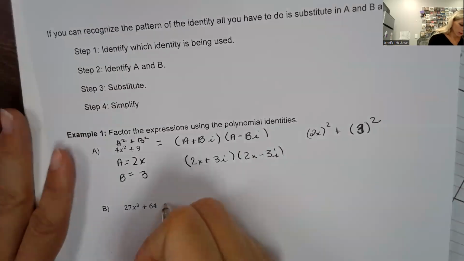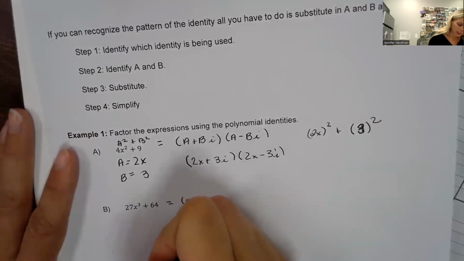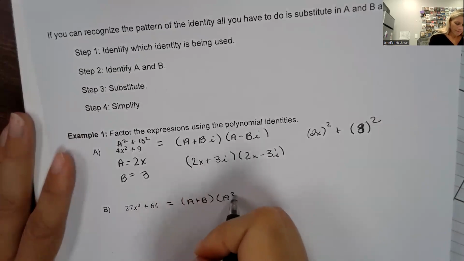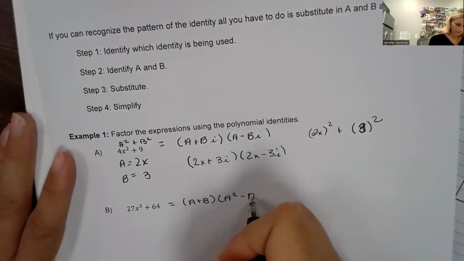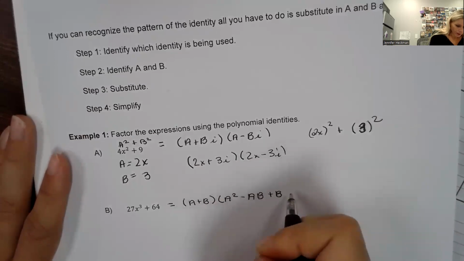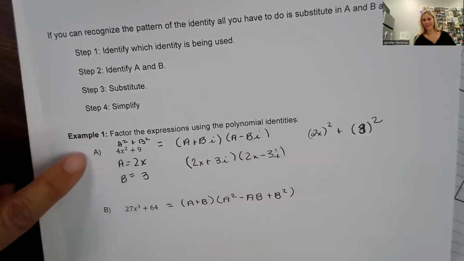So when I deal with the sum of cubes, that means my resulting left side comes out to A plus B times A squared minus AB plus B squared. Okay, I'm actually going to write this work underneath, unlike I did up here.